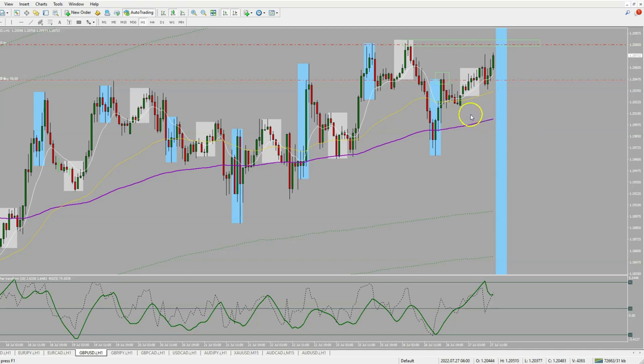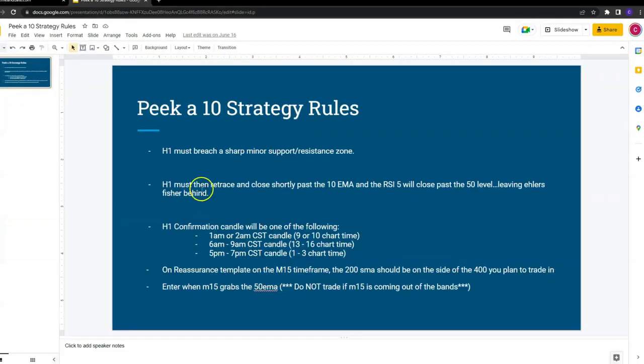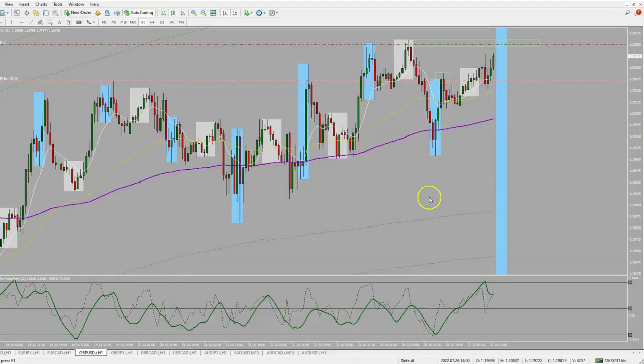Overall, it's just a general break and retest of structure. But once we broke this sharp resistance point, the next rule says that H1 must then retrace and close shortly past the 10 EMA. So let's look at that part right quick. After we broke it, H1 retraced and came down and closed shortly past the 10 EMA.